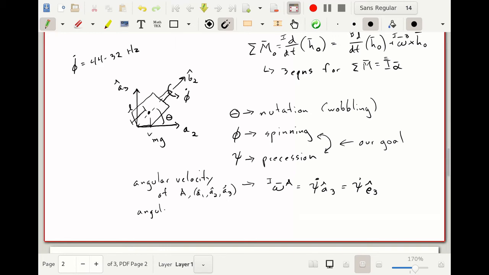My angular velocity of B with respect to A, omega B with respect to A, is equal to theta dot times A1. This is describing this bobbing motion back and forth. What we've seen from our simulations is that whenever psi dot is large, theta dot is zero, so it shouldn't be wobbling. The faster this thing is spinning, the smaller this wobbling should be, the smaller the nutation.